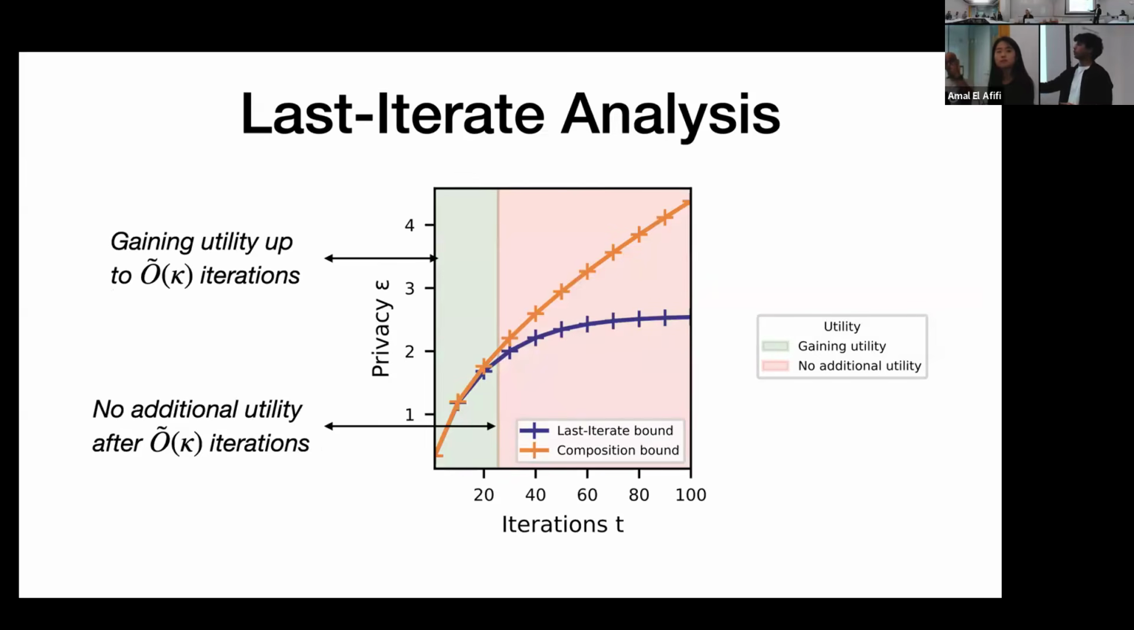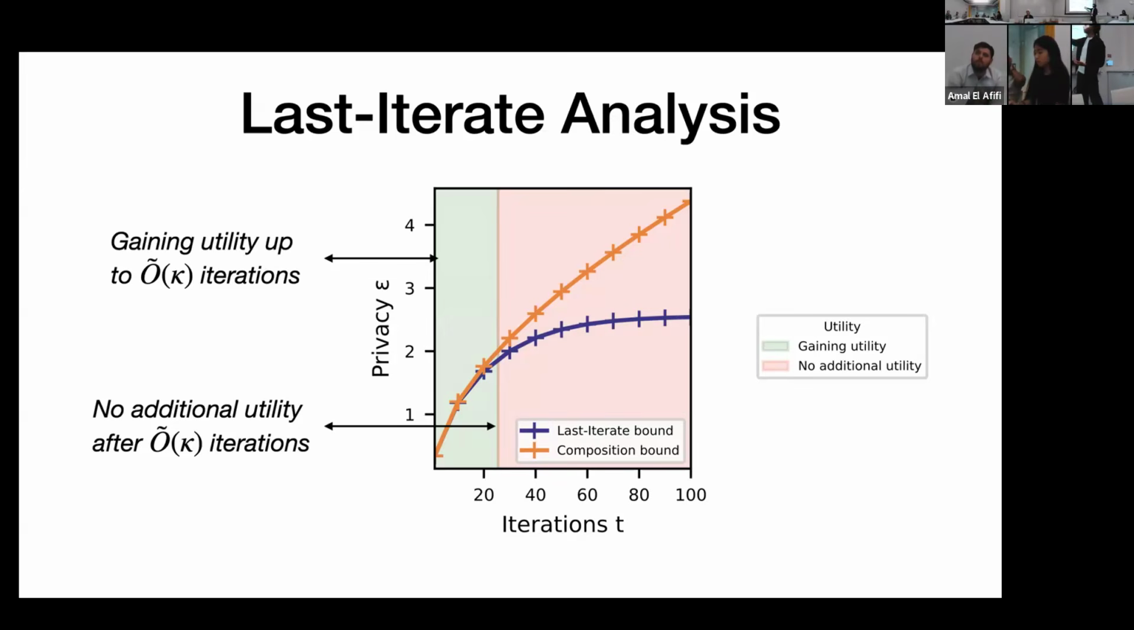It's possible to show that up until a certain point that's characterized by the condition number, we continue gaining utility. So it's important to keep running. But up until this point, the analysis of both composition and last iterate analysis are actually quite similar, in fact, provably tight by the result that I had on the last slide.